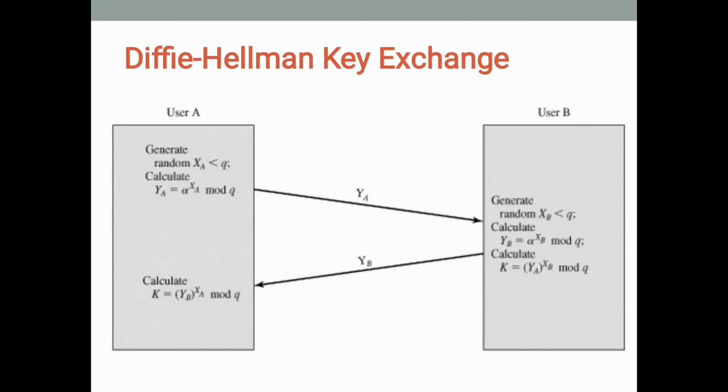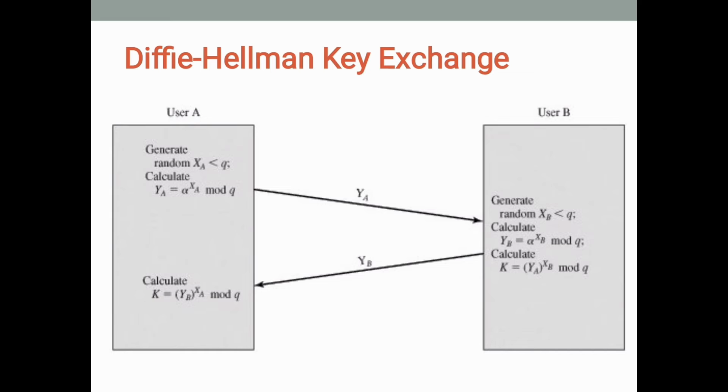So here the pictorial representation is given. User A generates a random key XA, that means a private key, which is less than Q, and calculates the public key YA. The formula is alpha power XA mod Q, and that YA value will be sent to user B.